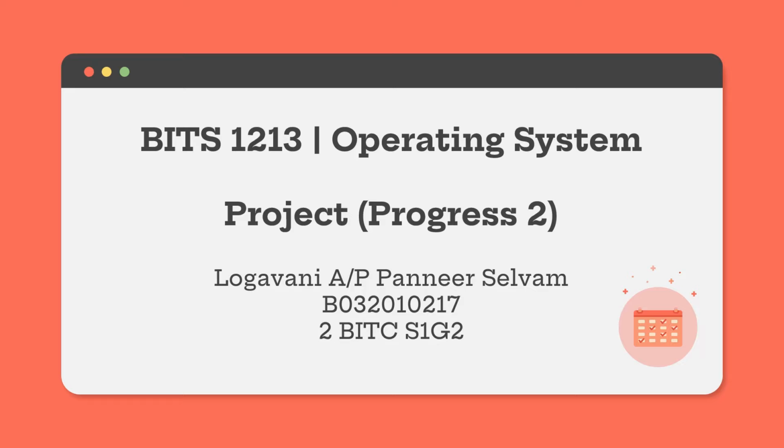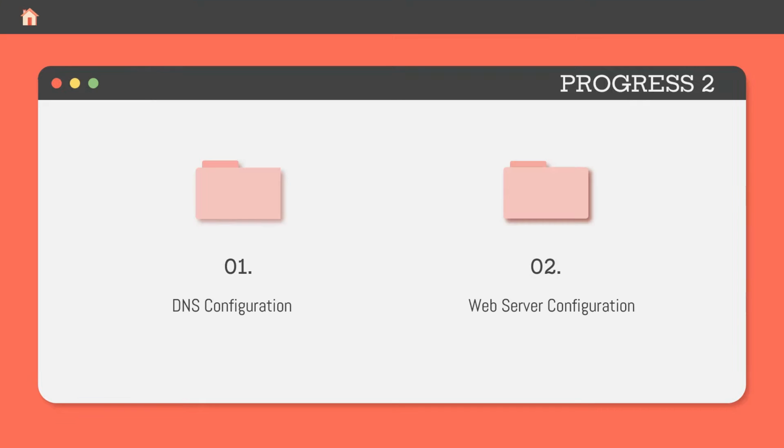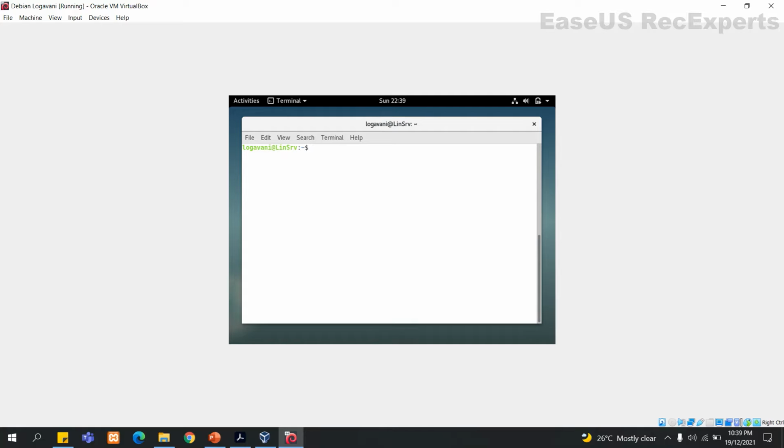Today we are going to continue with Progress 2 for our operating system project. For Progress 2, we are going to be seeing DNS configuration and web server configuration. Okay, so first we'll open up the terminal.